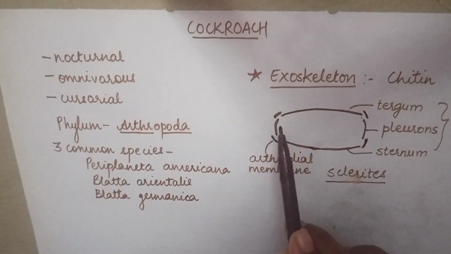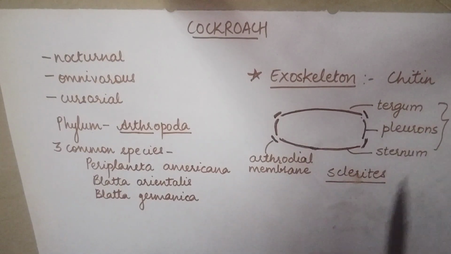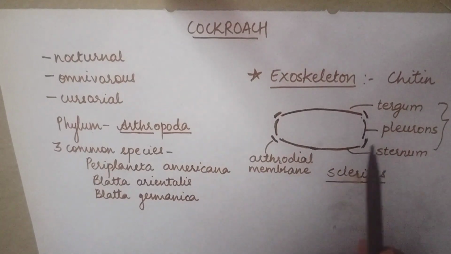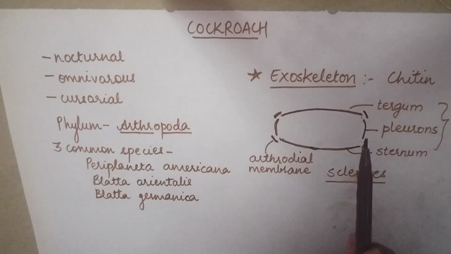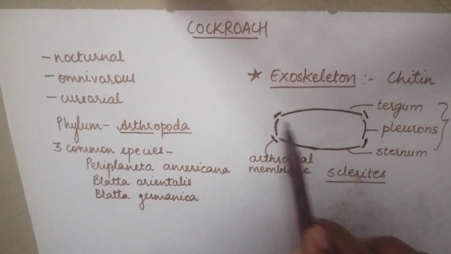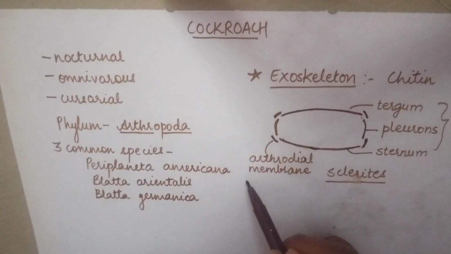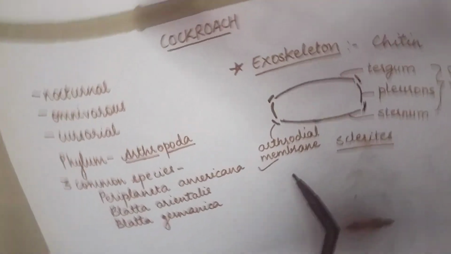The parts of the body of the cockroach: the dorsal part has the tergum, the ventral part has the sternum, and the lateral part has pleura. All these 4 chitinous plates together are called sclerites, and these chitinous plates are joined with each other through a membrane, and this membrane is the arthrodial membrane.